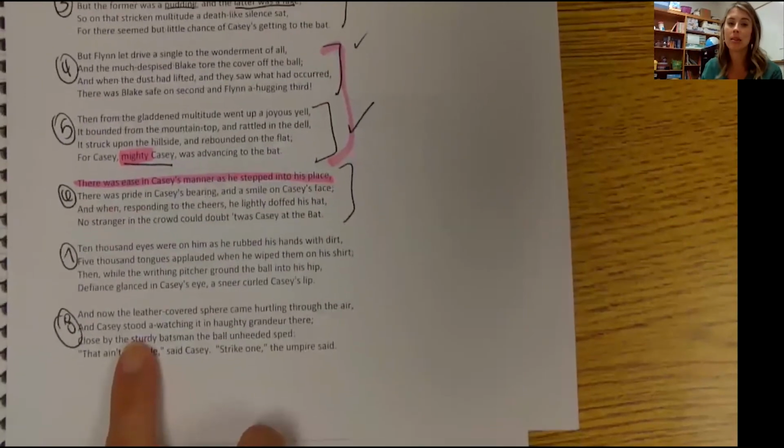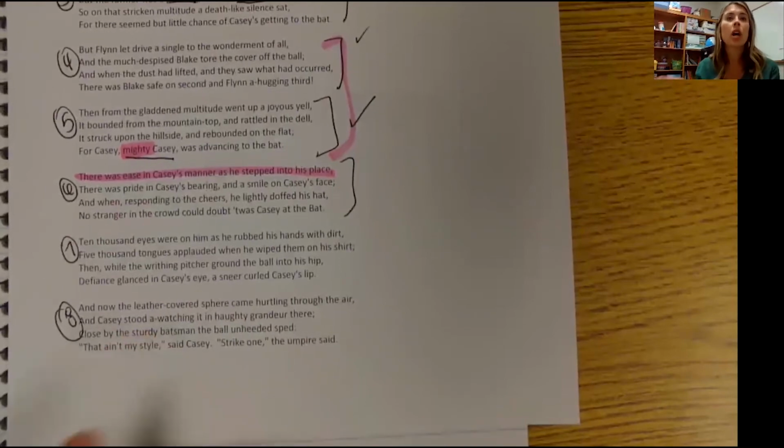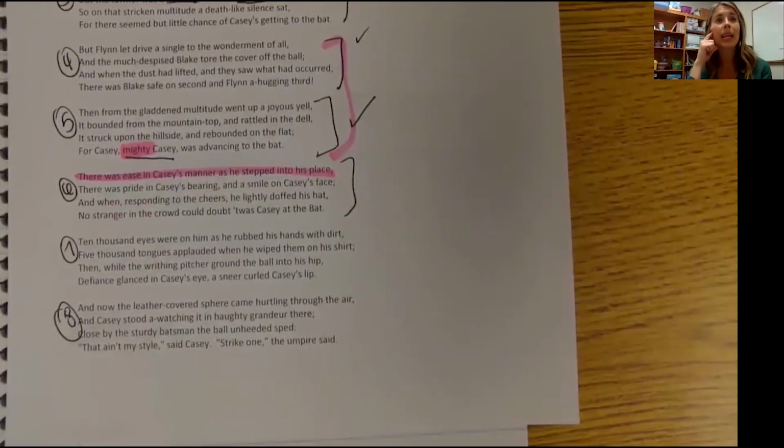I'm on stanza 8. And now the leather-covered sphere came hurtling through the air, and Casey stood a-watching it in haughty grandeur there. Close by the sturdy batsman, the ball unheeded sped. That ain't my style, said Casey. Strike one, the umpire said. From the benches, black with people, there went up a muffled roar like the beating of the storm waves on a stern and distant shore. Kill him! Kill the umpire, shouted someone in the stand. And it's likely they'd have killed him had Casey not raised his hand.